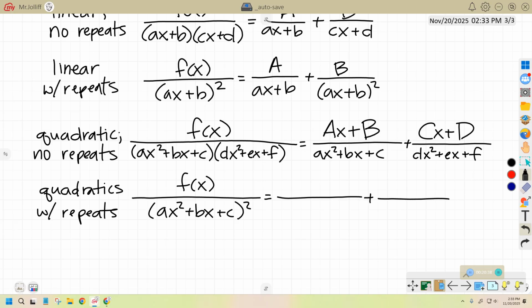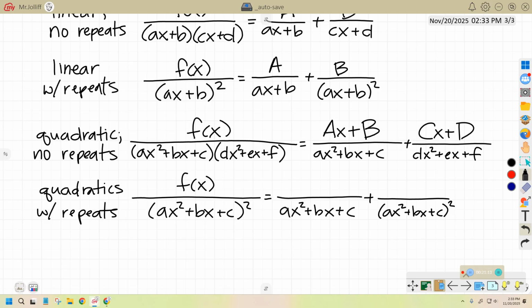The question is, what goes in the bottom? And this follows the same pattern as the linear with repeats. I copy the factor to the first power. The next fraction is to the second power. Quadratics with repeats behave similar to linear with repeats.